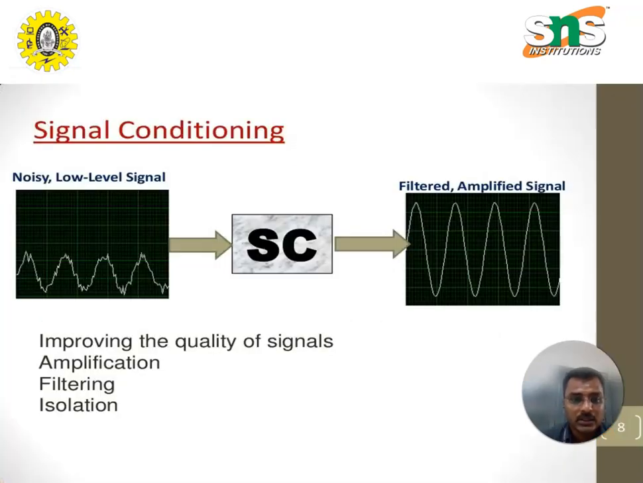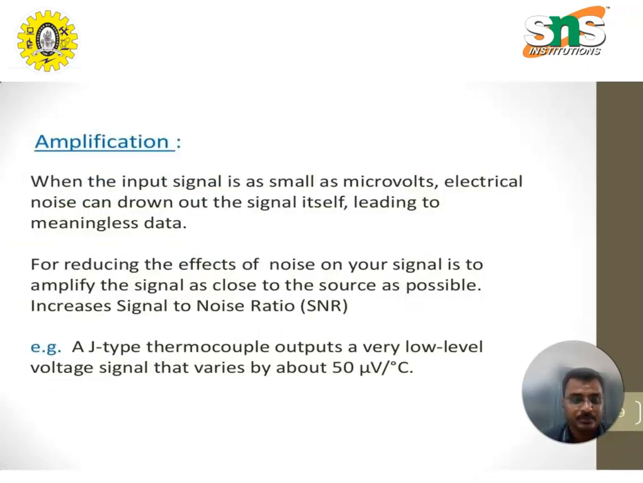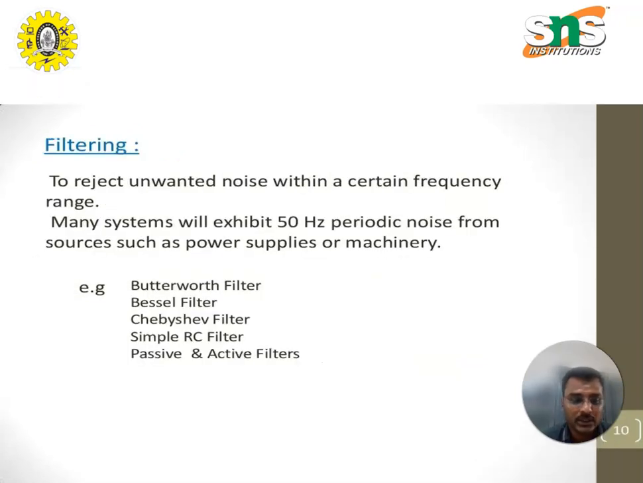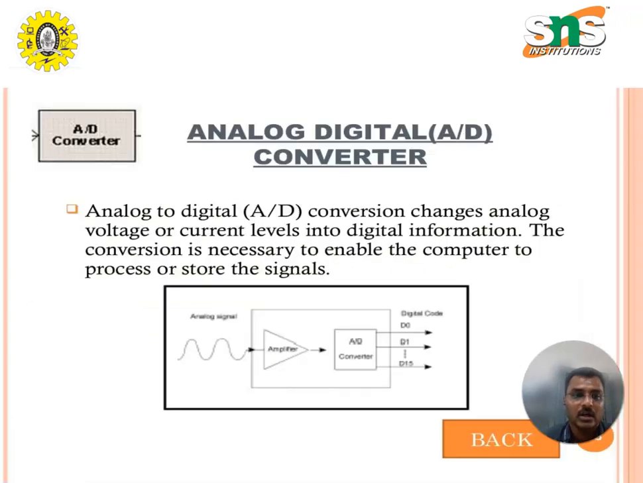After that, in the signal conditioning, the noisy signals are filtered and an amplified signal is produced. Amplification removes the noise and other unwanted activity, and the signal is shaped. Filtering rejects unwanted noise outside a certain frequency range. Then isolation. The analog to digital converter converts all the data into binary data.